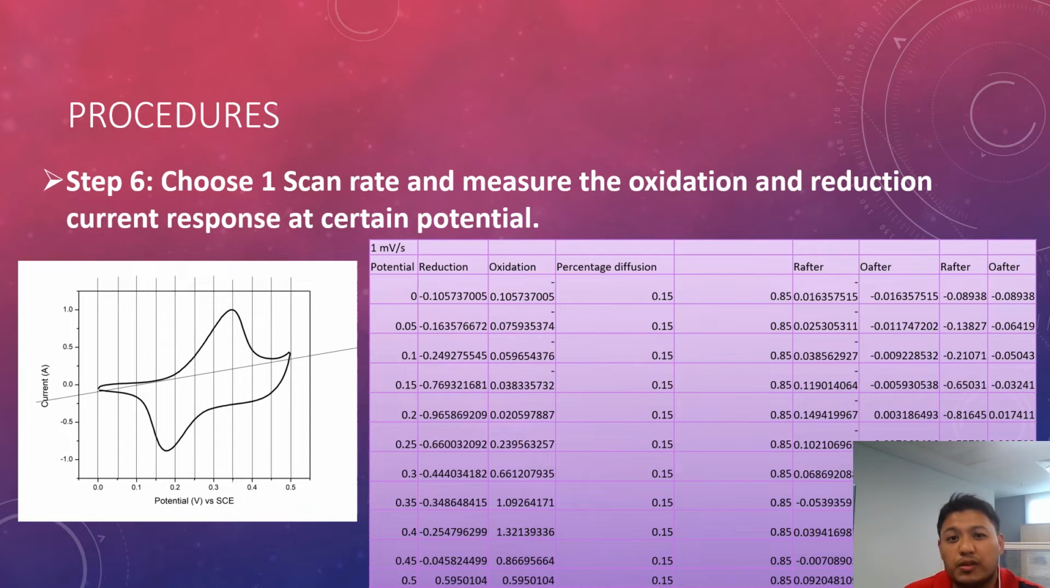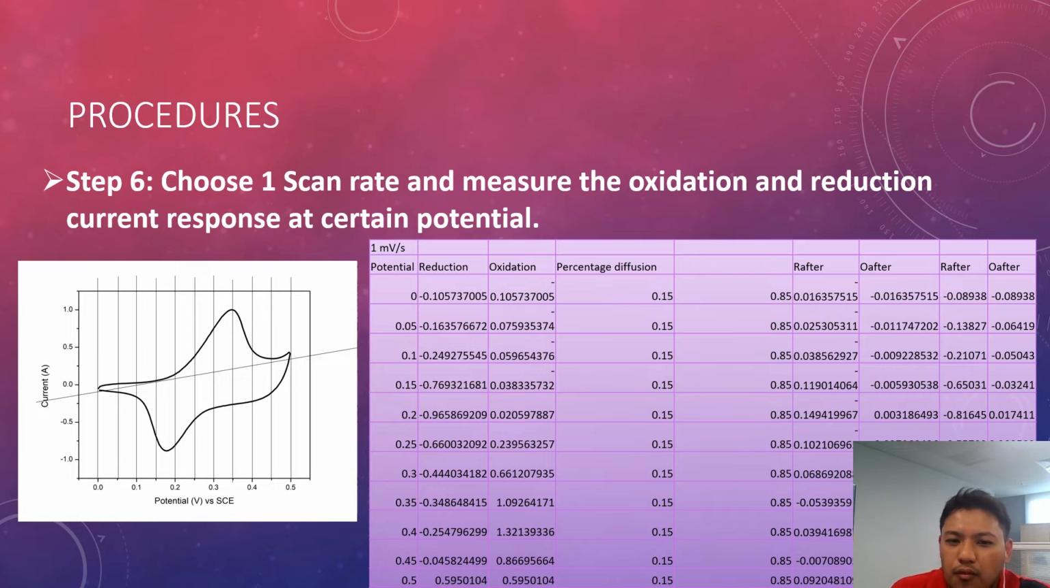11 times 2, 22 points, where you need to measure the current response at oxidation and also the current response at reduction. Obviously, the more points, the more accurate. If you want to do every 0.001, it's okay. It depends on you. Normally people use 20 points, which is okay. You can go up to 100 points to get the value of each potential.